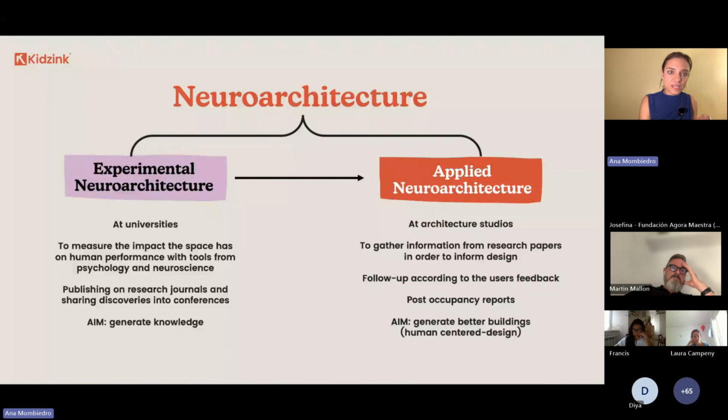And that knowledge is the one we use to produce what's called applied neuroarchitecture, which happens in architecture studios. So we gather information from the research and we bring it in a systematic and organized way into the design process, which is what we're talking about today. Okay?